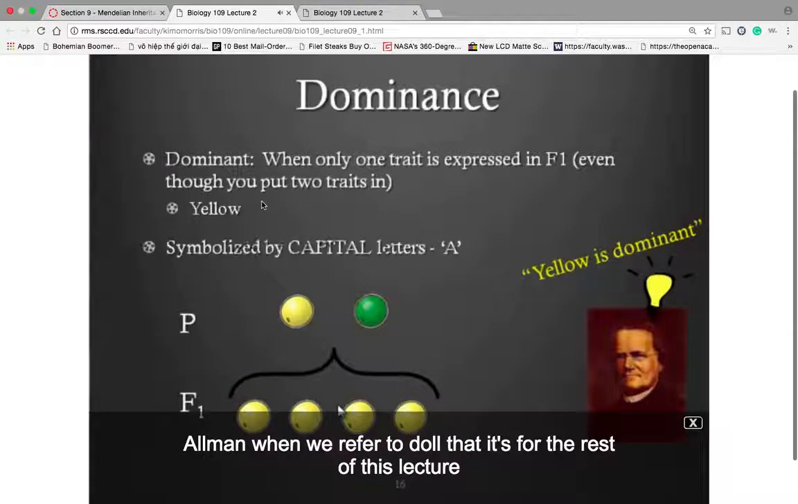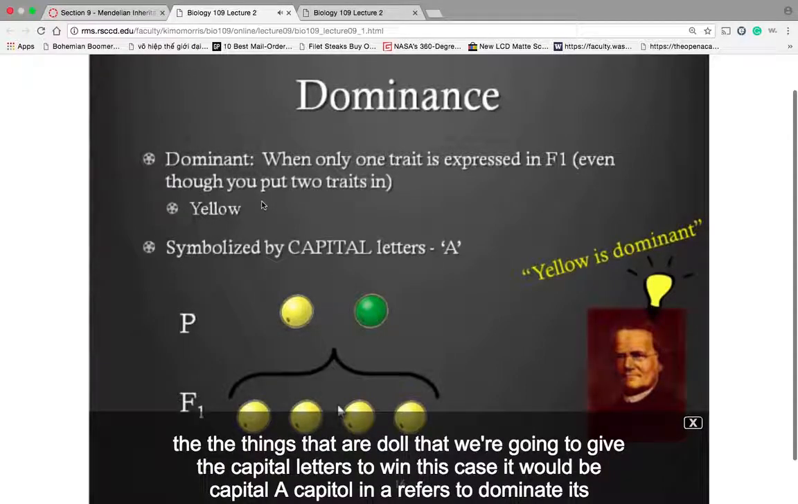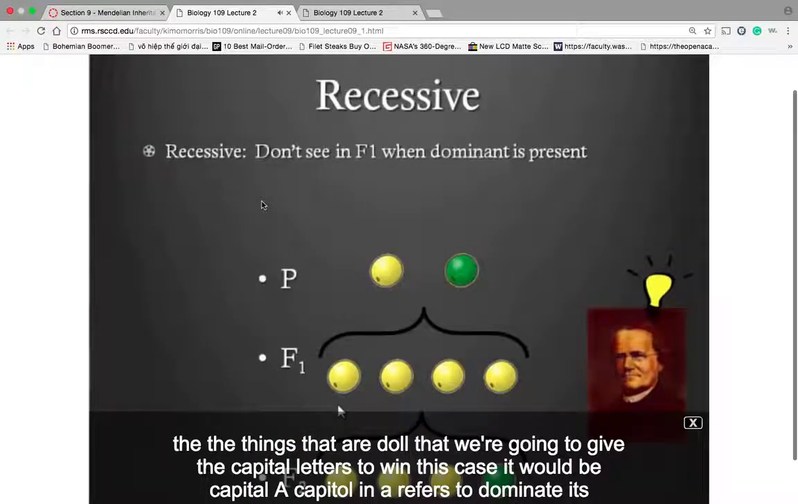Now, when we refer to dominance, for the rest of this lecture, the things that are dominant, we're going to give them capital letters. So in this case, it would be capital A. Capital A refers to dominance.